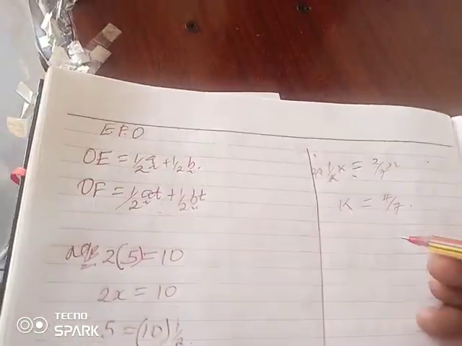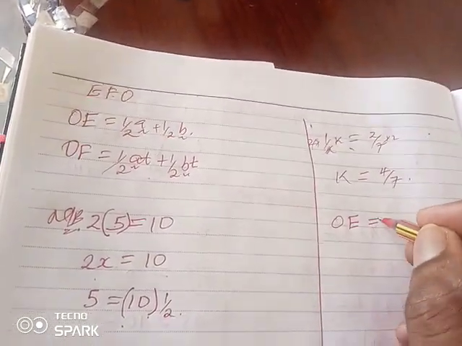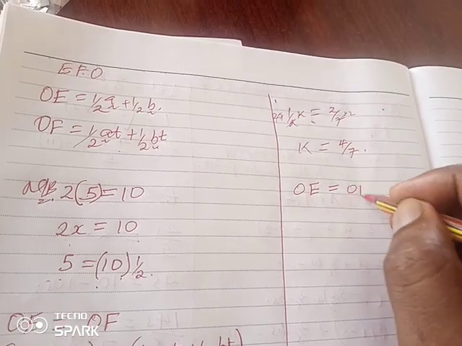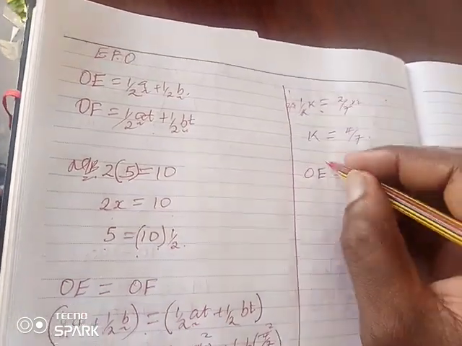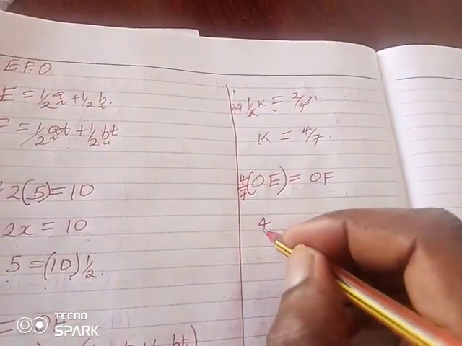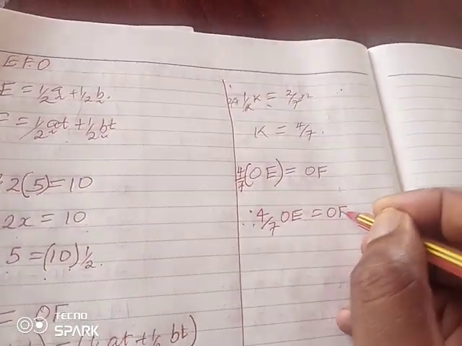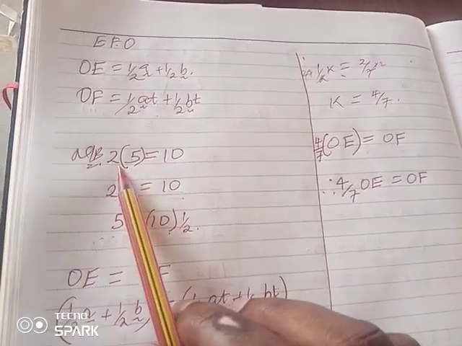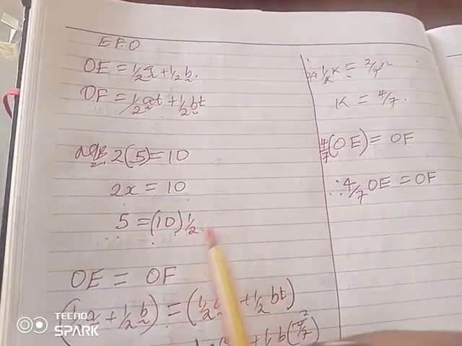So it is true, therefore, to say that when OE is equated to OF, what we have to multiply OE by is simply 4 out of 7. So we say that 4 out of 7 of OE is equal to OF. Just like what we said here: 2 times 5 is 10, or 5 is equal to 10 times a half.